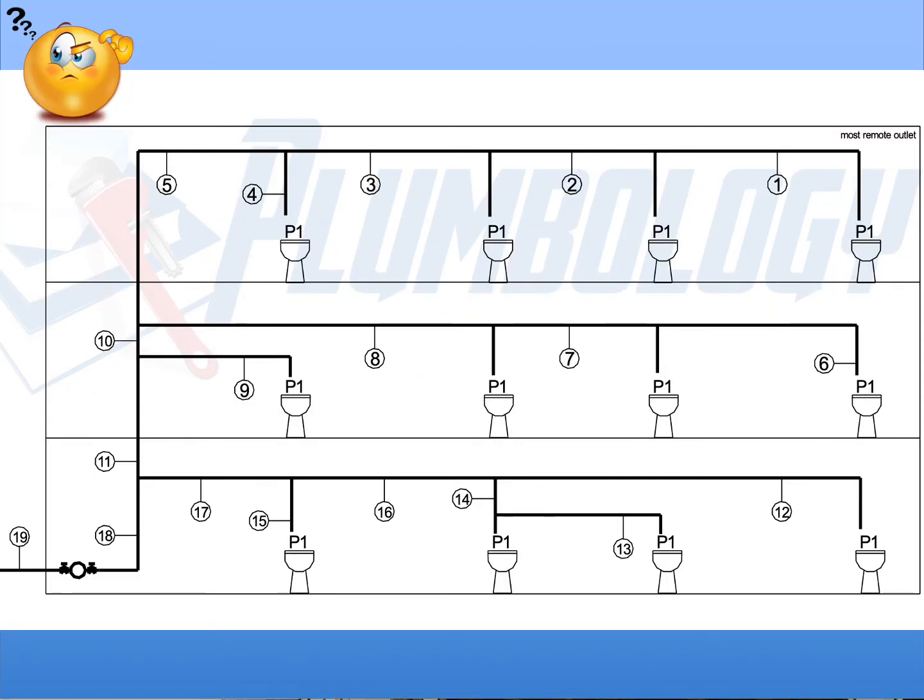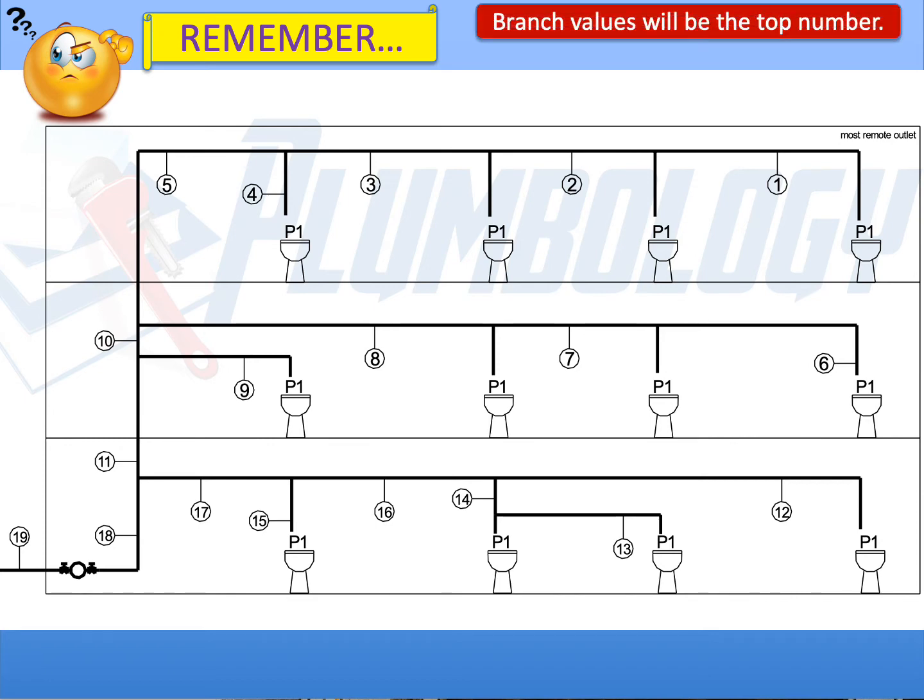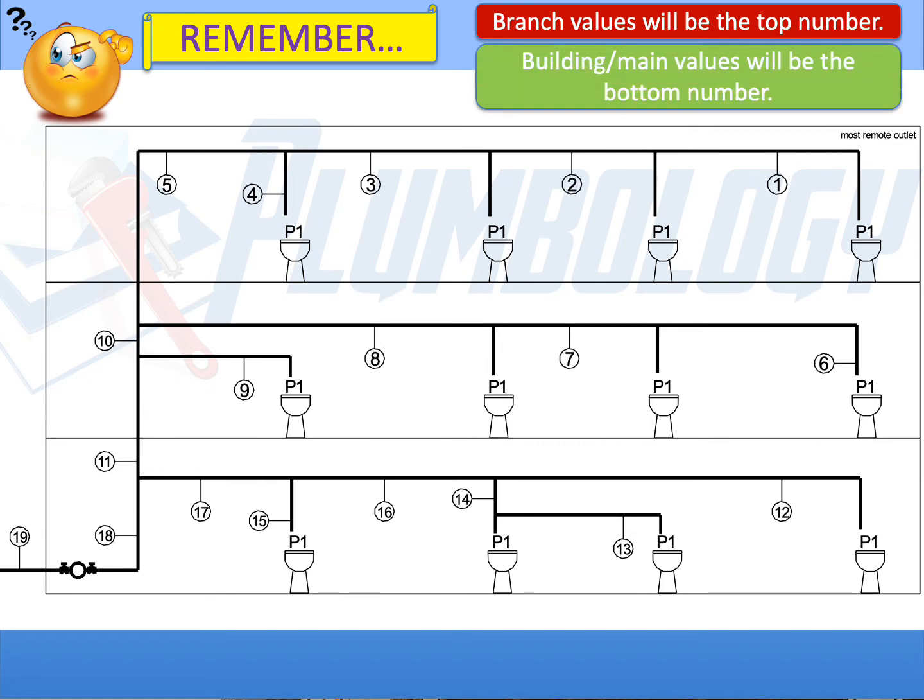So in this example, we have a 3-story building. So we will have 3 separate branches, and we will have only water closet flush valves. Make sure that we remember to do our top and bottom numbers for each fixture. Again, branch values will be the top number. Building values will be the bottom number.